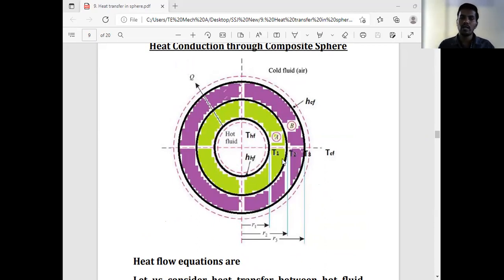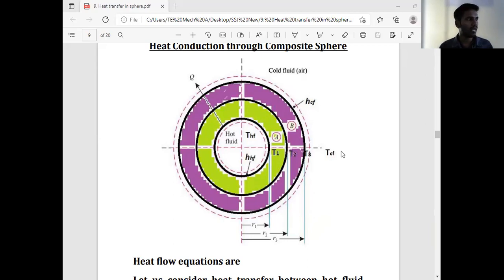Layer A has inside temperature T1 and outside temperature T2, and layer B has outside temperature T3. The inside radius of layer A is R1, the outside radius of layer A is R2, and the outside radius of layer B is R3. R1, R2, R3, these are the radii. Our aim is to derive the equation for the Q.